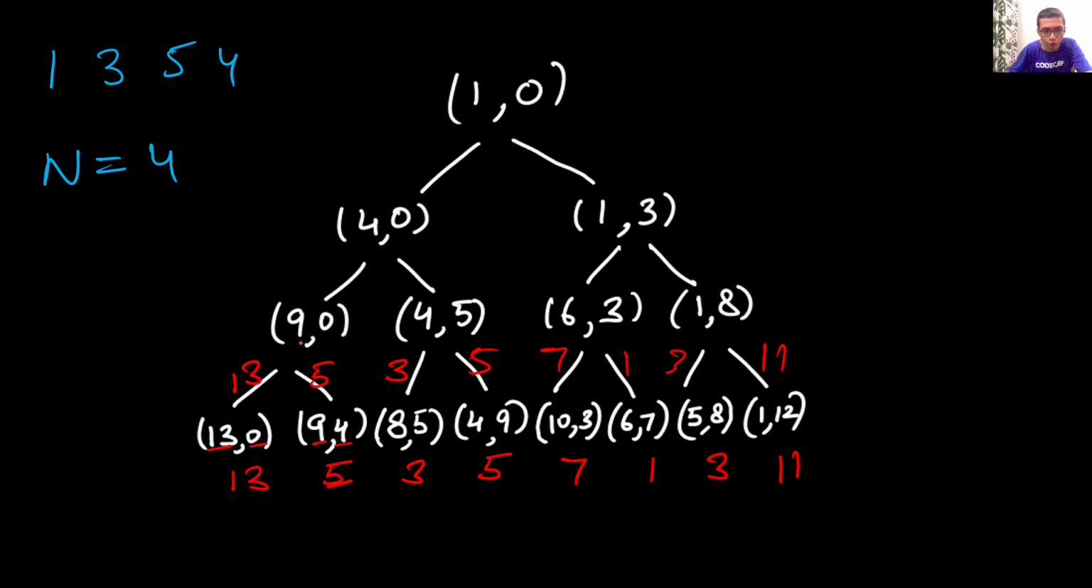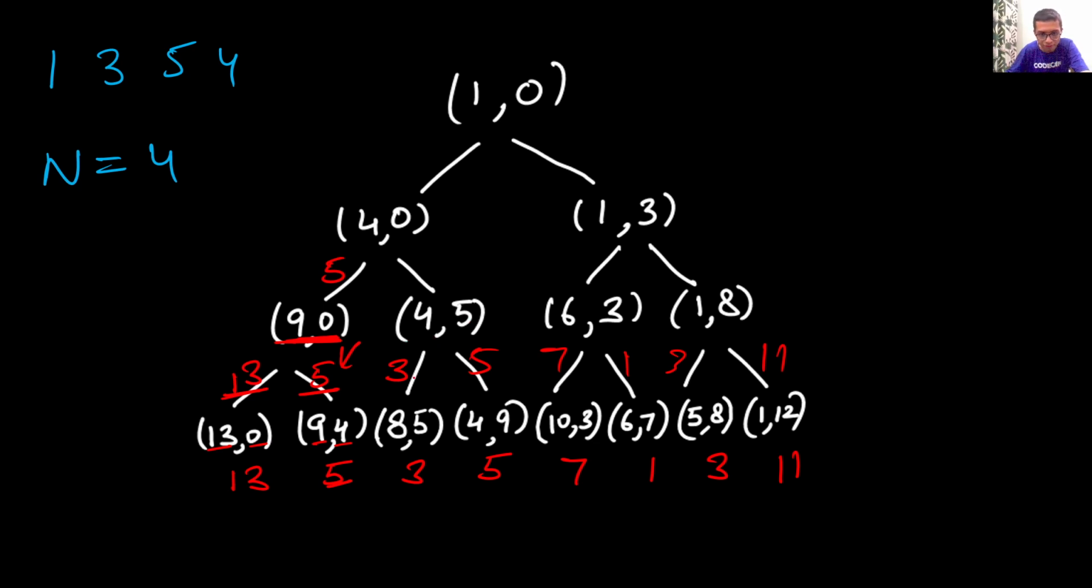Now, for this 9, 0, I have two values that I can get. I can either get 13 or I can get 5, right? But at the very end, I have to find the minimum possible difference. So which out of these two, 13 and 5, is smaller? 5 over here is minimum. So this 9 comma 0 would return this 5, which is the minimum value.